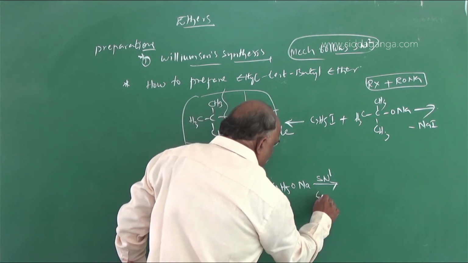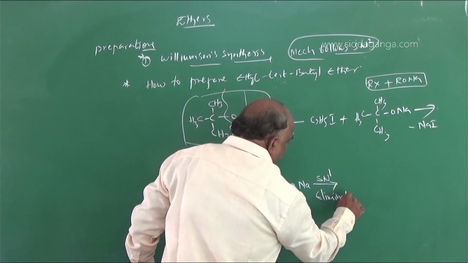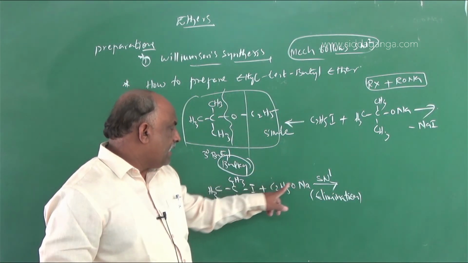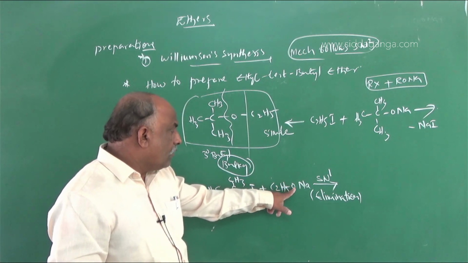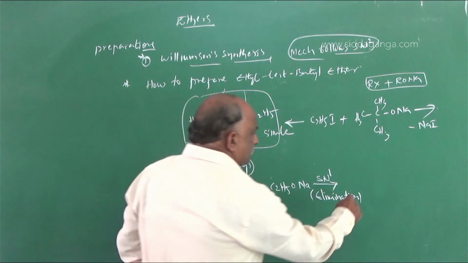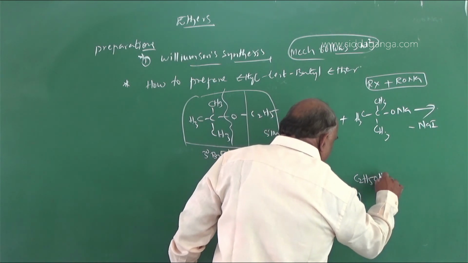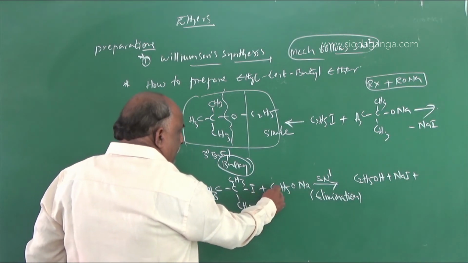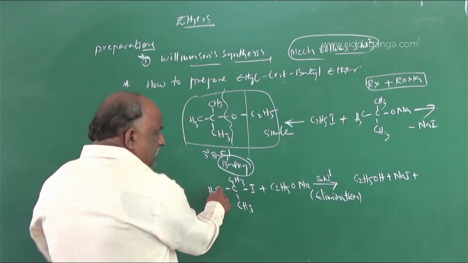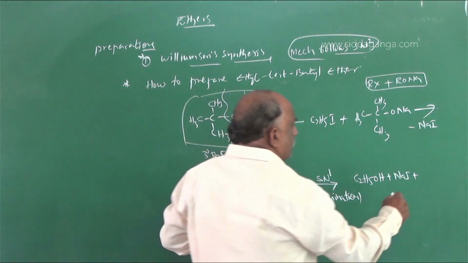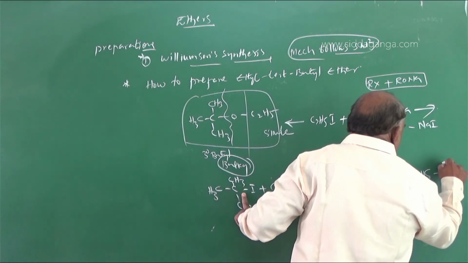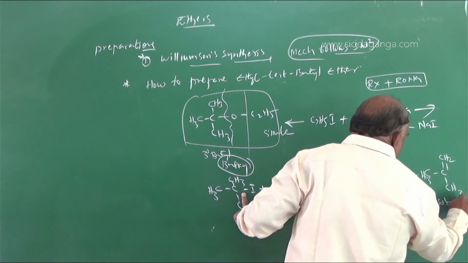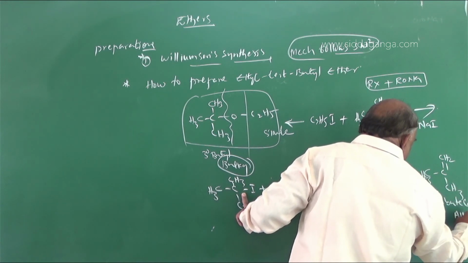This mechanism is followed as elimination. What elimination takes place? NaI is eliminated, C2H5OH will be eliminated. From this, C2H5OH is eliminated, sodium iodide is eliminated, and any one of the H will be eliminated. What will be the answer? CH3, CH2 double bond CH3. This is called isobutylene.